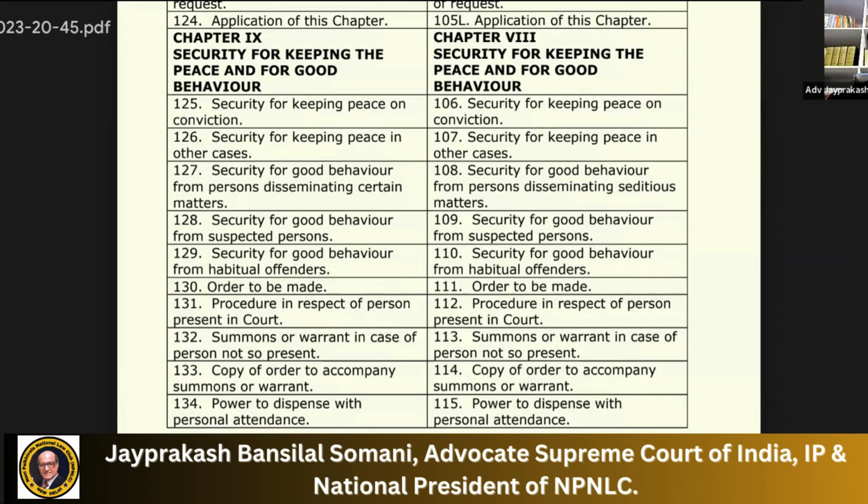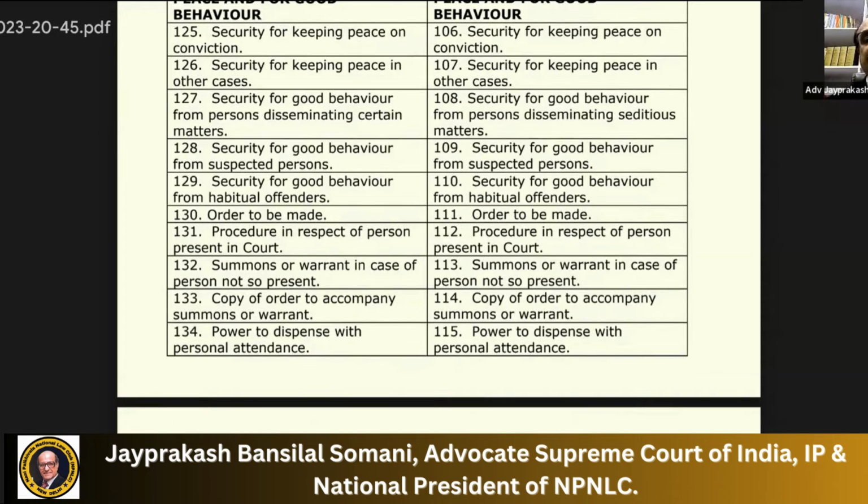In BNSS section 127, security for good behavior from persons disseminating certain matters. Its corresponding section was 108 in CrPC. Friends, section 128 of BNSS, security for good behavior from suspected persons. Its corresponding section was 109 in CrPC. In BNSS section 129, security for good behavior from habitual offender, its corresponding section was 110.